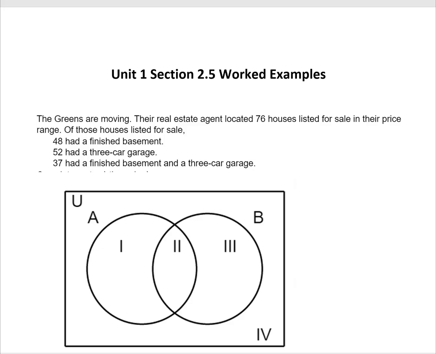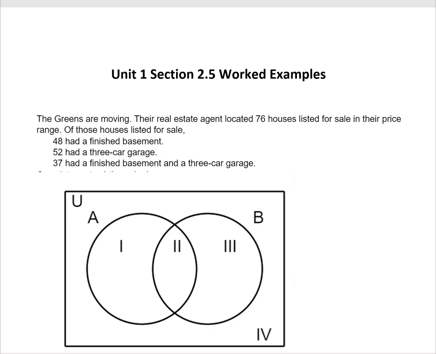Unit 1, Section 2.5, Worked Examples. The Greens are moving. Their real estate agent located 76 houses listed for sale in their price range. Of those houses listed for sale, 48 had a finished basement, 52 had a 3-car garage, and 37 had a finished basement and a 3-car garage.